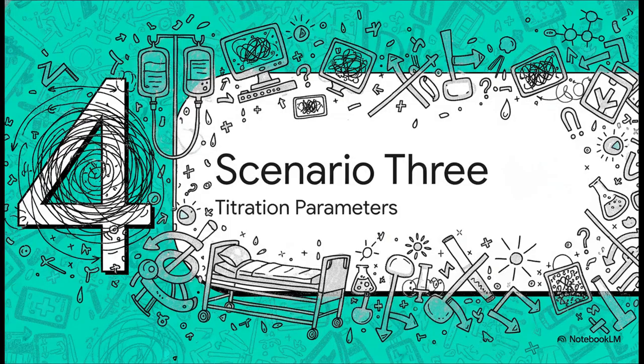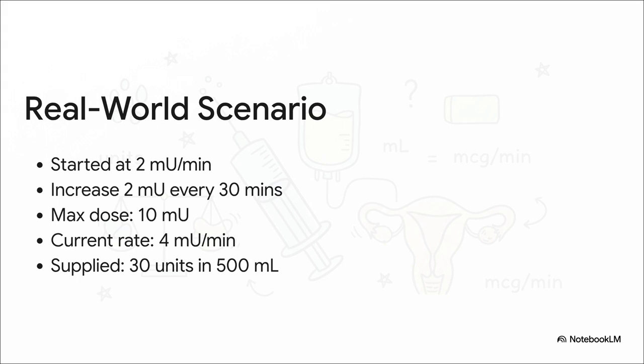Moving into the homestretch, Section 4, Scenario 3, Navigating Titration Parameters. Now for the final act. We are stepping into a chaotic, real-world titration scenario. This is going to test your ability to filter out the noise. Think about all the distracting numbers getting thrown at the nurse here based on the provider's parameters.